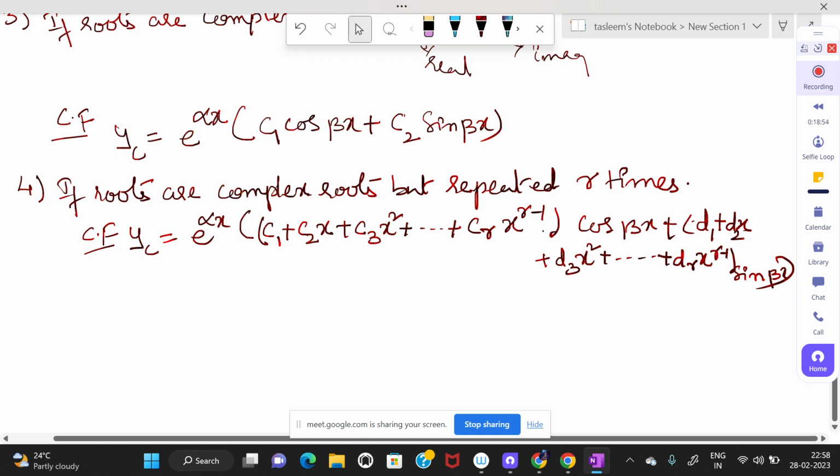If you are thorough with these four types of roots, then with a combination, a mixture, you can write. If some roots are real and some roots are complex, then you can represent them easily. One, I will show an example.